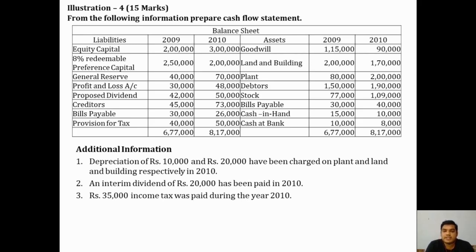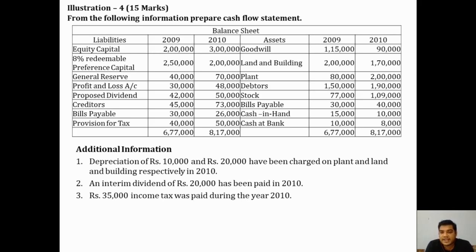Land and building. There is an adjustment related to the land and building. That is, they have provided depreciation, and even for plant they have provided an adjustment for depreciation. So for both of these we have to prepare a separate account, and both of these also fall in investing activities. About debtors, stock, bills payable, we consider these three as current assets and these are transferred to operating activities.